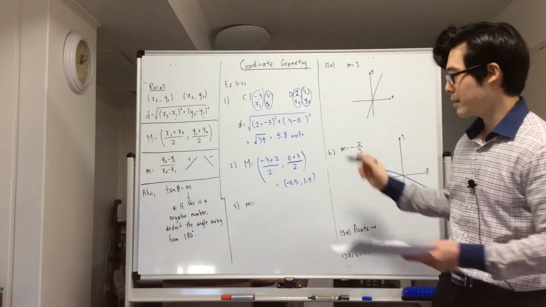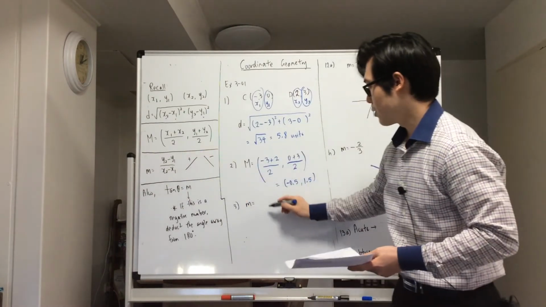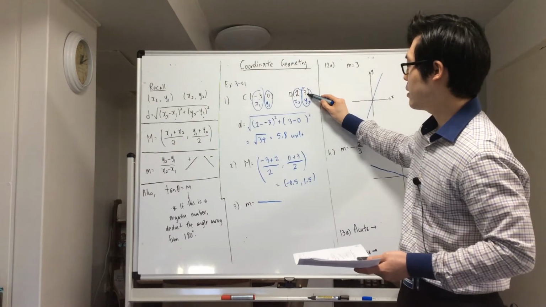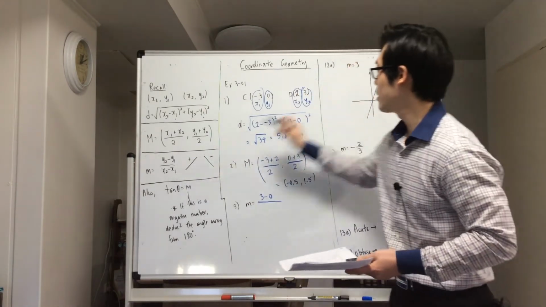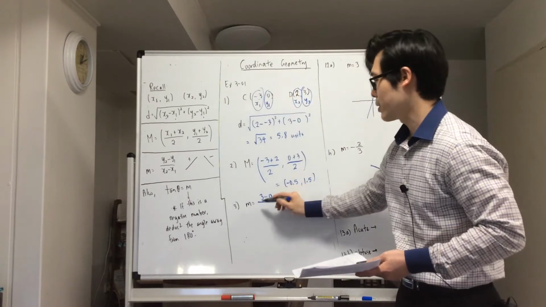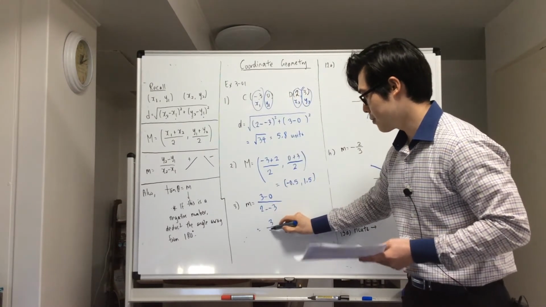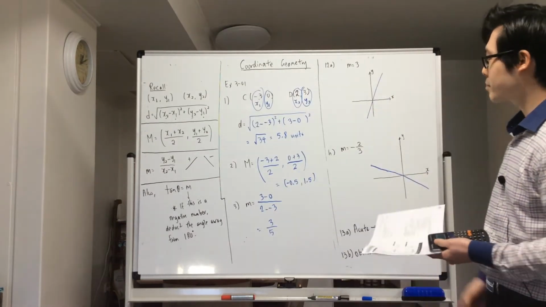Okay, that's midpoint. Now for the gradient, make sure you follow that formula. So y2 minus y1, that's 3 minus 0. And the next, x2 minus x1, that's 2 minus 3. Okay, don't forget the minus. So that's 3 over 5. Okay, so that's a gradient. So those are your basic facts and how to use the formula.